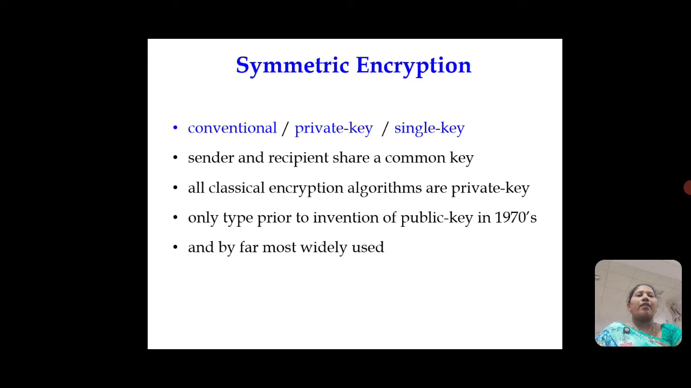Here you have two types of encryption: symmetric encryption and asymmetric encryption. Symmetric encryption is where you share a single key between the sender and the receiver. How do you share it? You share it through a secured channel that you trust. That is what symmetric encryption is.